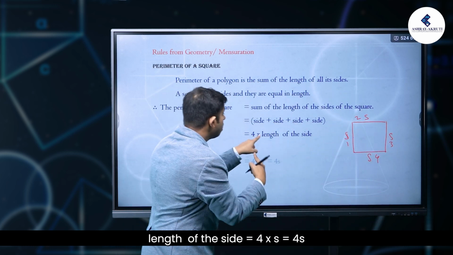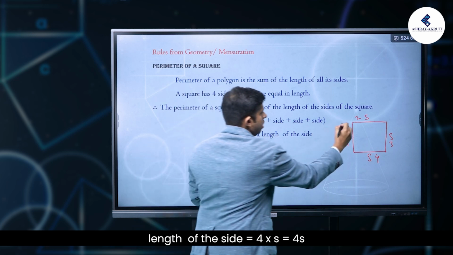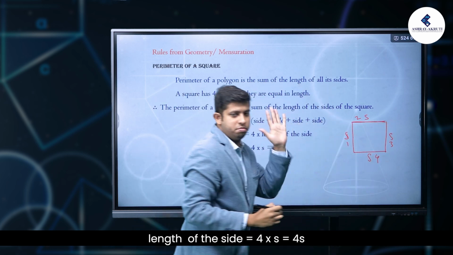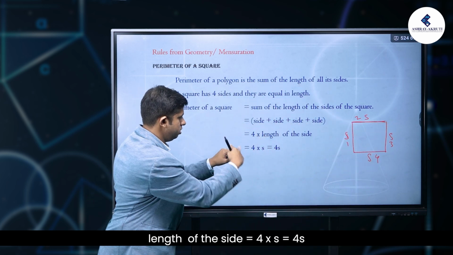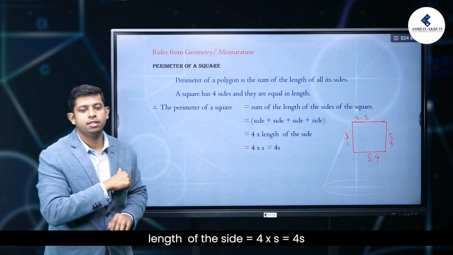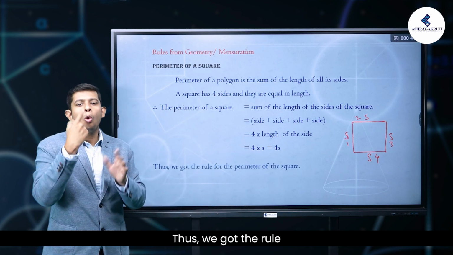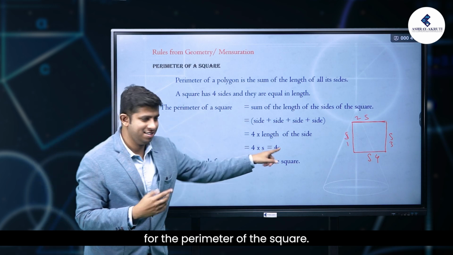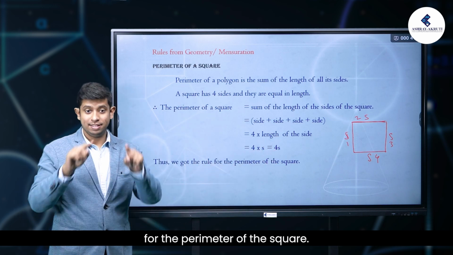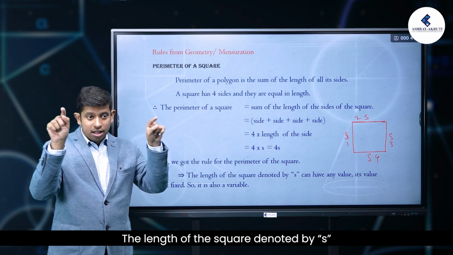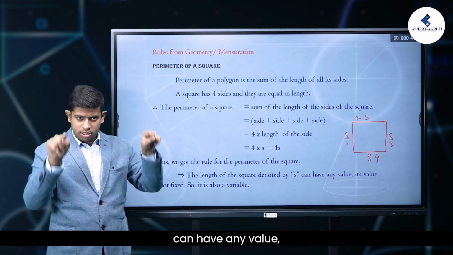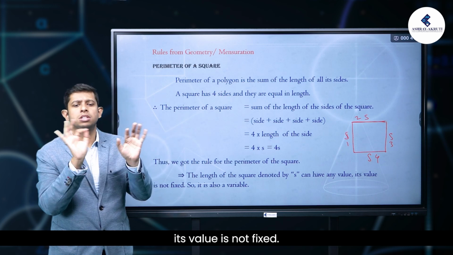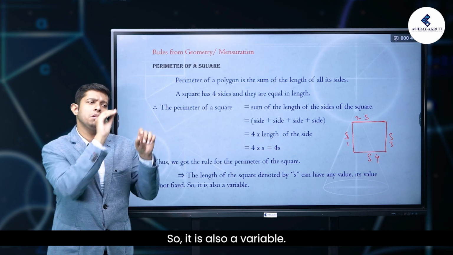Equals 4 into S. Equals 4S. Thus, we got the rule for the perimeter of the square. The length of the side of the square, denoted by S, can have any value. Its value is not fixed, so it is also a variable.